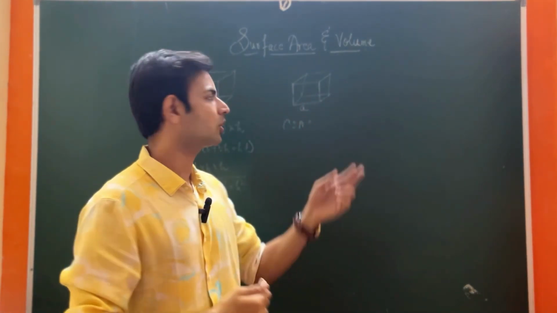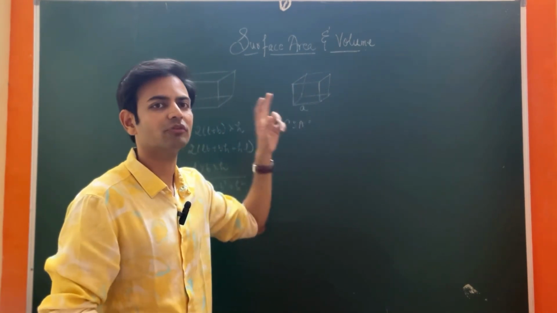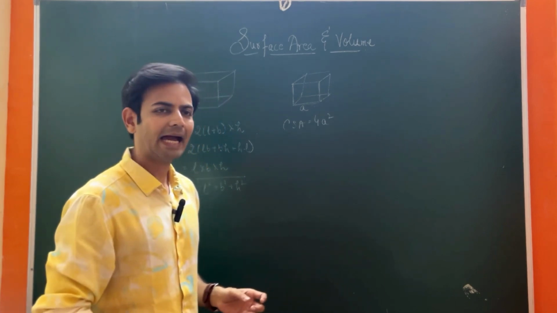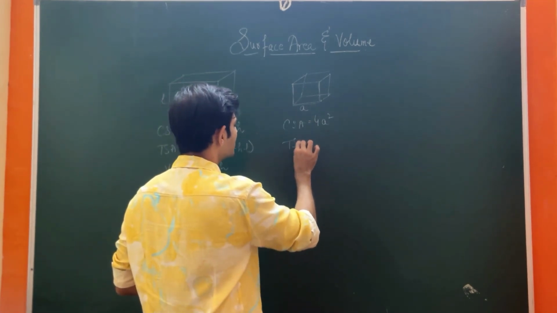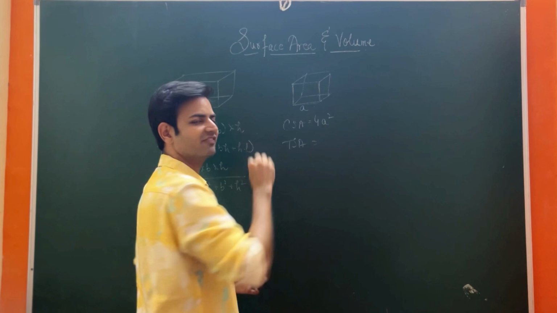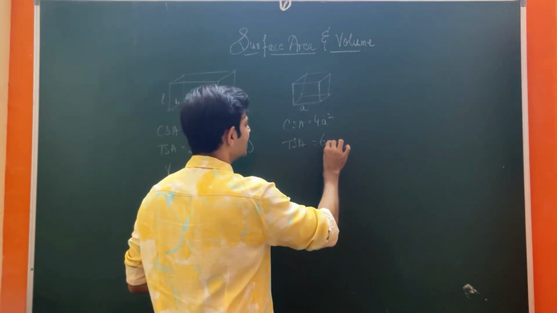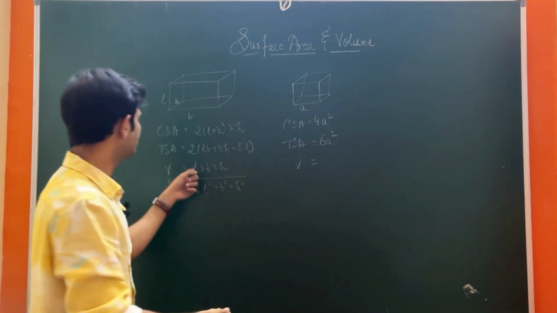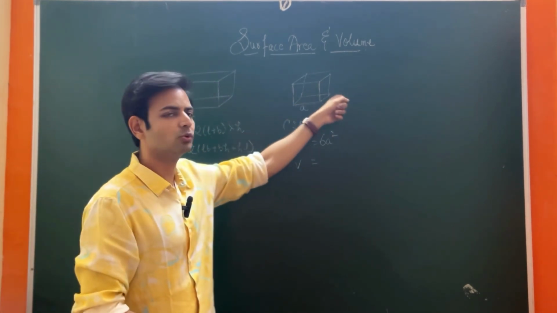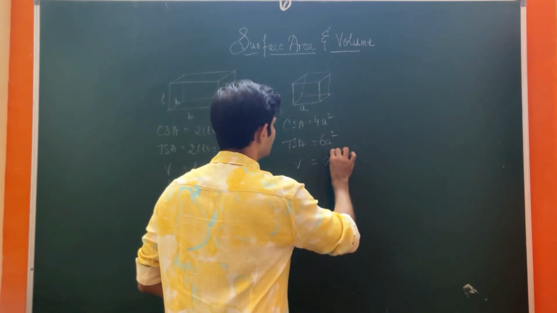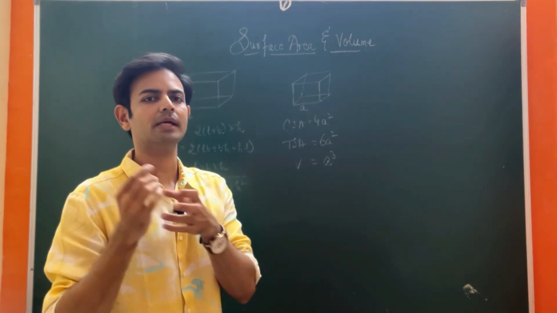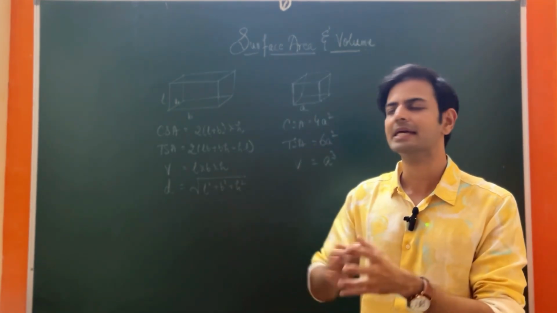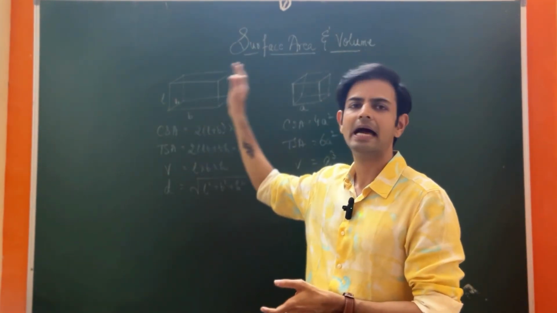So in CSA, because we are covering only the 4 sides or 4 faces, it will be 4A². And TSA, because now we are taking all the 6 faces, this is called 6A². And the volume, like we had here L × B × H, here will be A × A × A, that will be A³. So this is how you can calculate the curved surface area, total surface area and the volume in case of a cuboid and the cube.